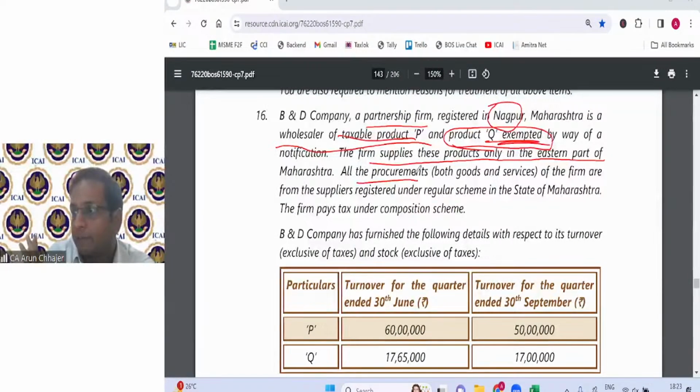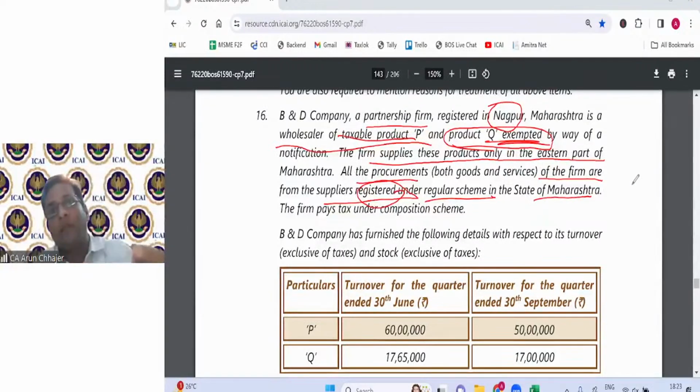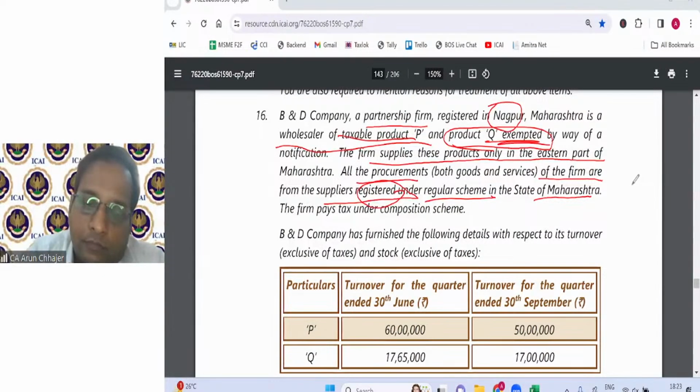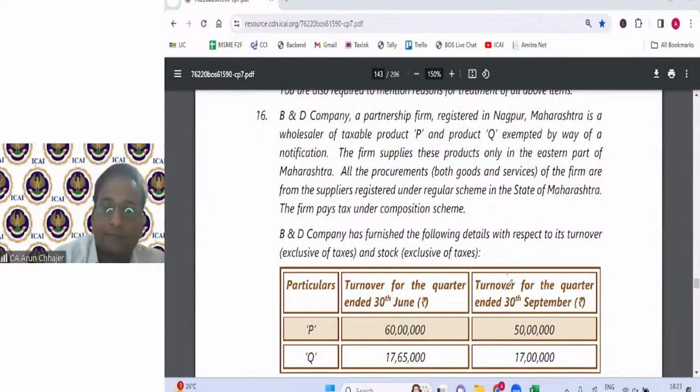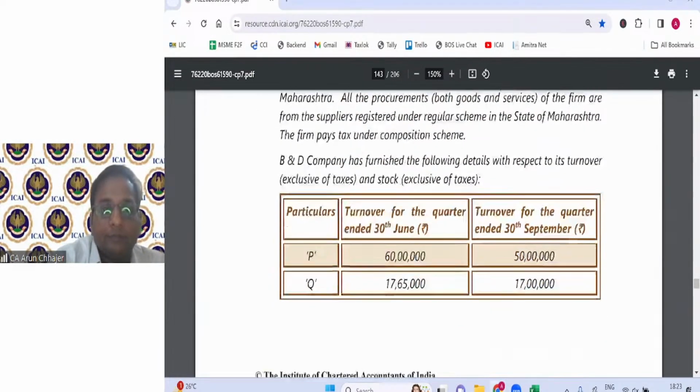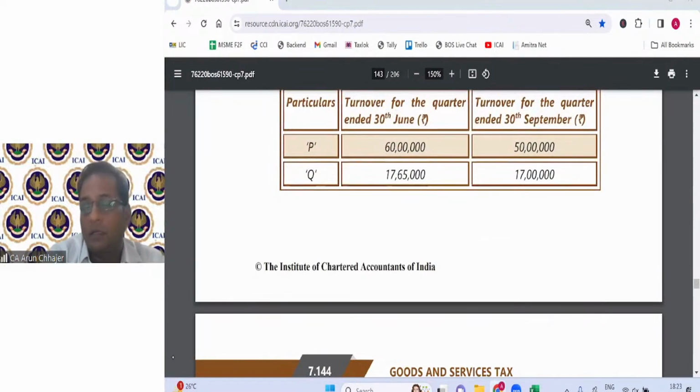All the procurement of the firm is from the supplier registered under the regular scheme in the state of Maharashtra. I can say purchase as well as sale is within Maharashtra. BND company has furnished the following detail with respect to the turnover in the stock. P turnover for the quarter 30 June 60 lakh and product Q is 70 lakh 65,000.